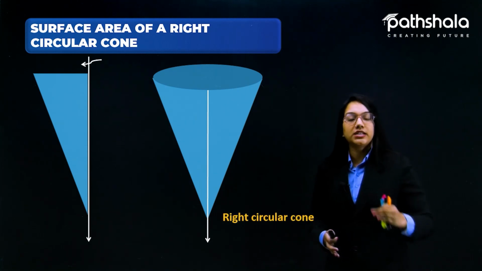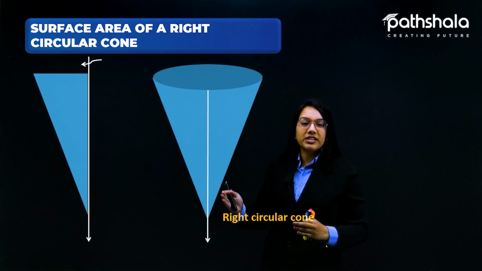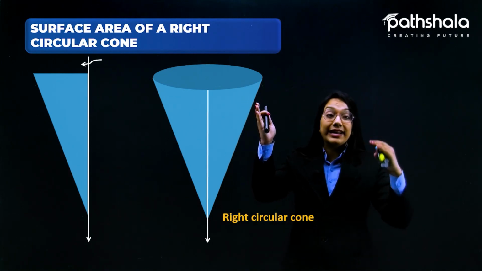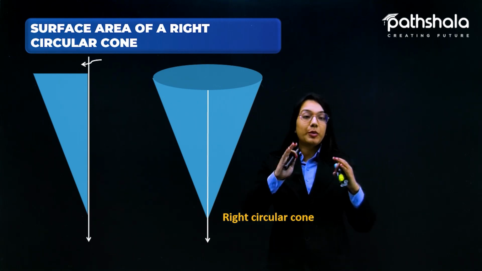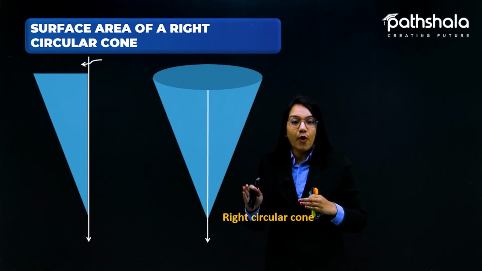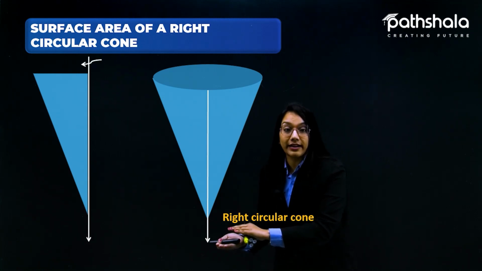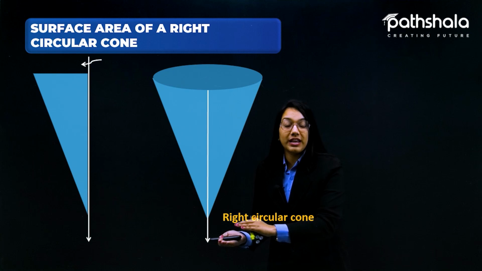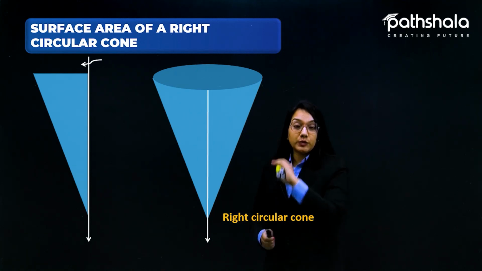Such a figure is called a right circular cone, because you can see here that this string is at an angle of 90 degrees with the base of this cone. With the base of this cone, this string is forming an angle of 90 degrees, and that's why it is called a right circular cone, because there is a right angle formed at the base of this cone.